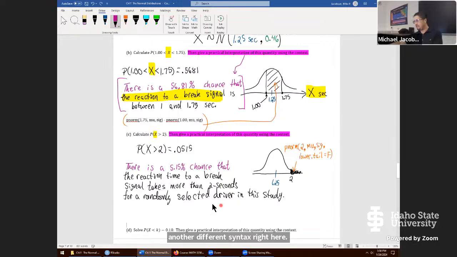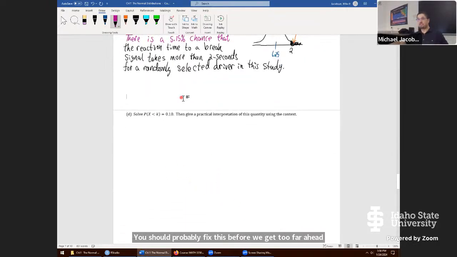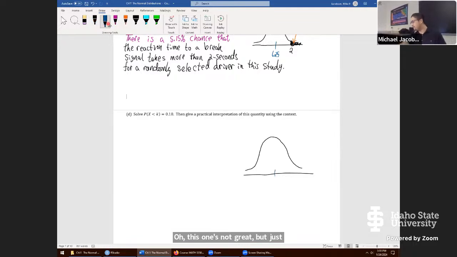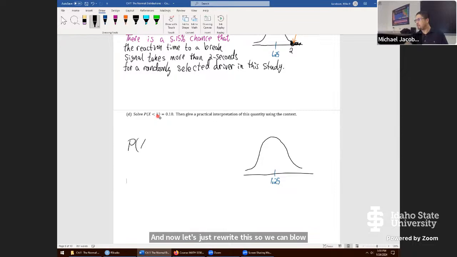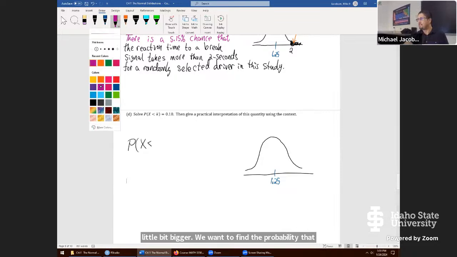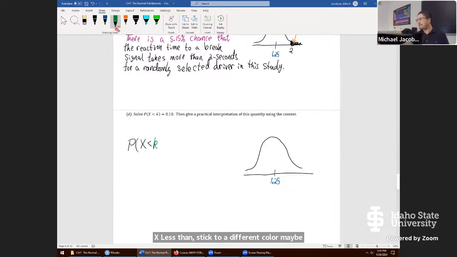Now let's give this one a try. Just to help out for what it all looks like, I'm going to start with the graph. Oh, this one's not great. But just to emphasize, we don't have to have a perfect graph. Let's let that one stand. Center is at 1.25 seconds, so I'll put that in. And now I'll just rewrite this so we can blow it up a little bit bigger. We want to find the probability that X less than K, we want it to come out to 0.10 in probability.